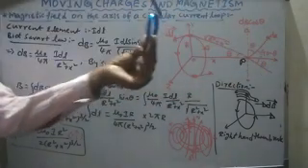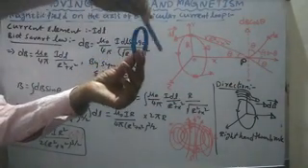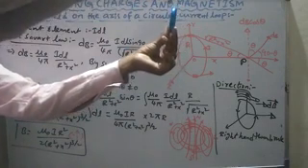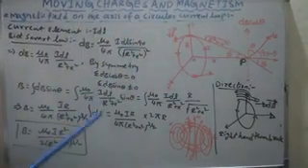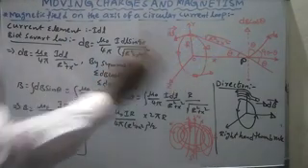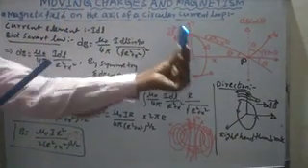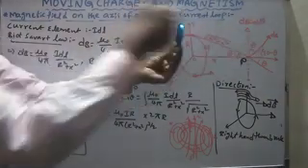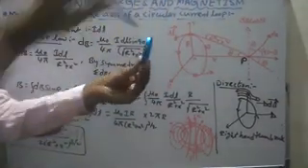Correct? So this is dl bar. Then the line joining the dl element to point P. Then dl bar and r bar, how are both? Look, this is dl bar. This is r bar. Dl bar and r bar, how are both? Perpendicular to each other.